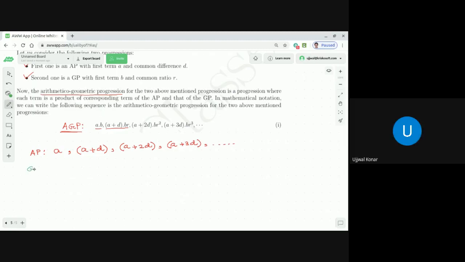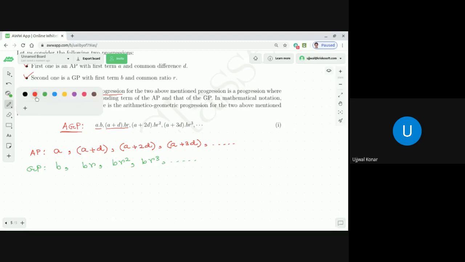Now, what is the GP? According to the statement, the GP has the first term B and the common ratio is R. So B comma BR, sorry. First term of the GP is B, second term of the GP is BR, third term of the GP is BR square, correct or not? Fourth term of the GP is BR cube, and so on.